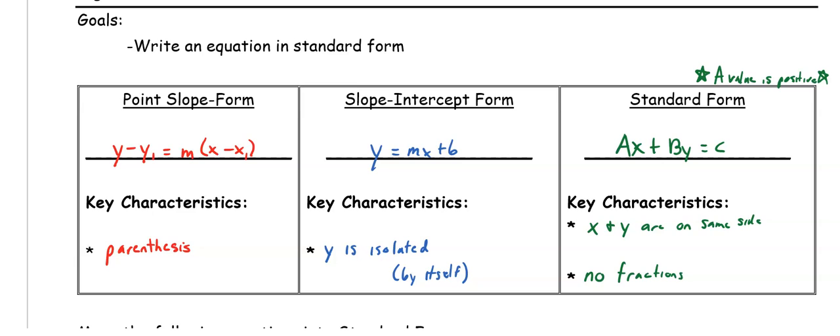Our last form then is standard form. Standard form is very important for when we get to solving systems of equations later. So in standard form, we're going to have ax plus by equals c. The a value must always be positive. Key characteristics here are that the x and y are on the same side and there are no fractions.